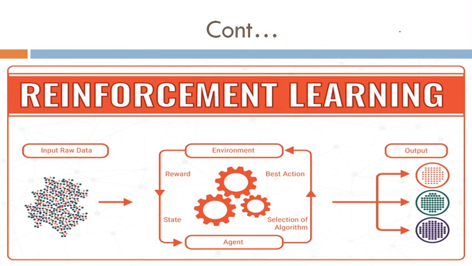Finally, what is reinforcement learning? We are giving input data and the agent will select an algorithm for taking the best action. If the reward is not good, it is bad, so the state is not changed, and the agent will select one more algorithm for the best action. If the reward is good, that is the reinforcement.